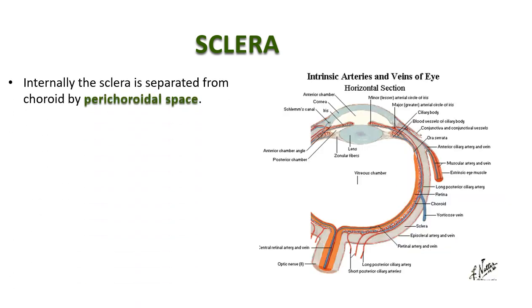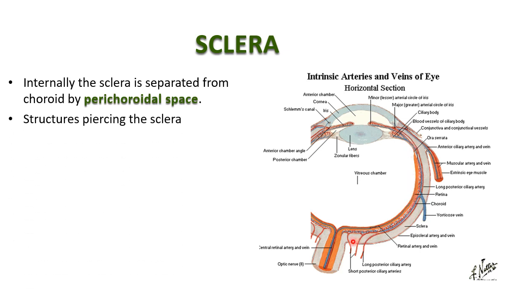Internally, the sclera is separated from the choroid, which has a lot of blood vessels that you are able to see. That is called the choroid, and both are separated by a space called the perichoroidal space.